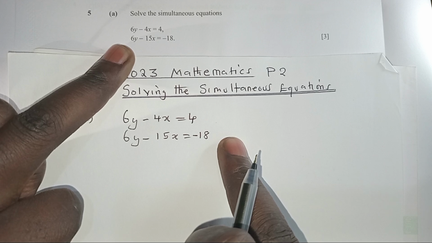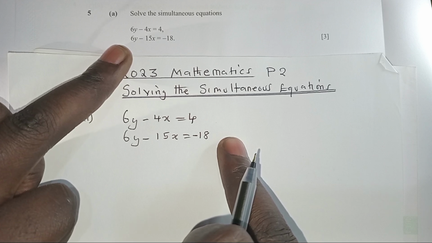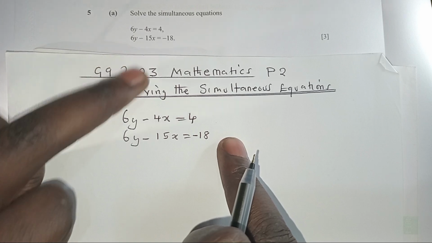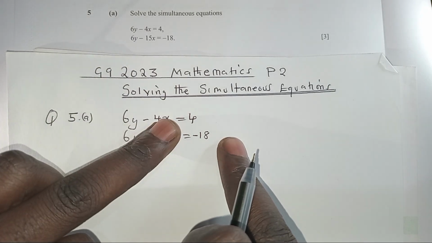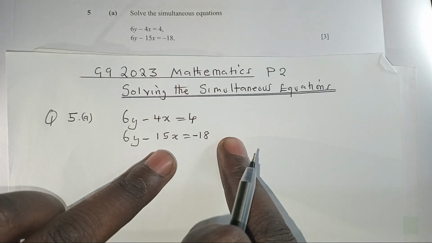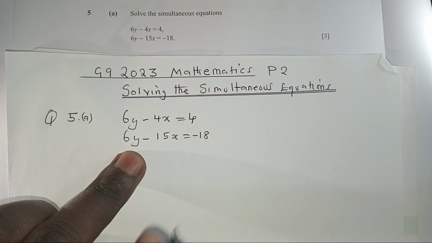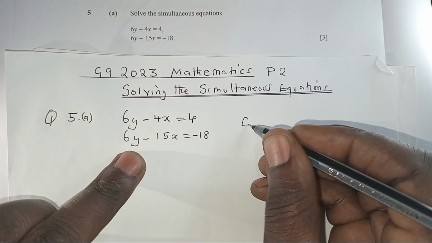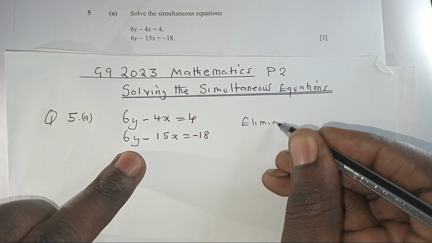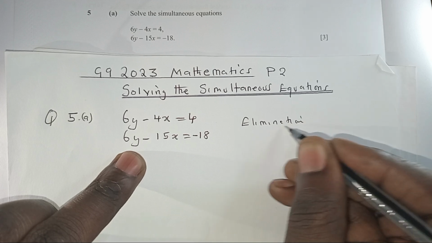The word elimination comes from the word eliminate. We have the variables y and x. Before we can work out the other, one of these must be eliminated. That is what is meant by the elimination method. So we have to use this method.